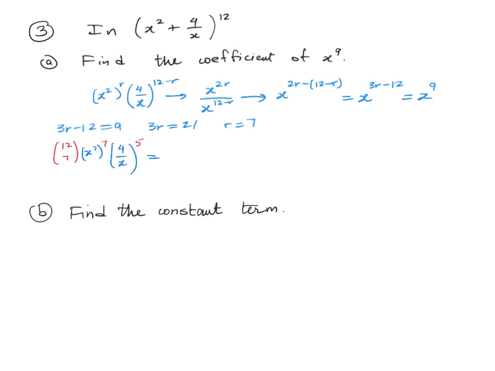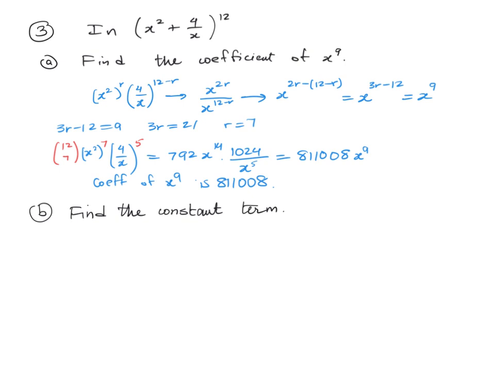So the 12 choose 7 is 792. And then we have, of course, x to the 14th. And then 4 to the 5th is 1024. And then we're dividing that by x to the 5th. And we're multiplying that all out. And when we multiply the 792 by 1024, we end up with 811008. And of course, x to the 14th over x to the 5th is x to the 9th. Now the question wanted the coefficient, so the coefficient of x to the 9th is 811008.